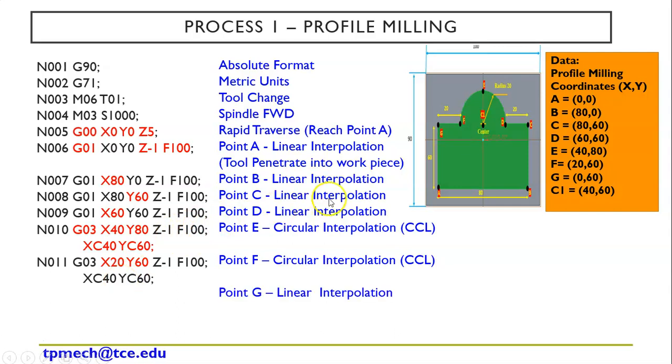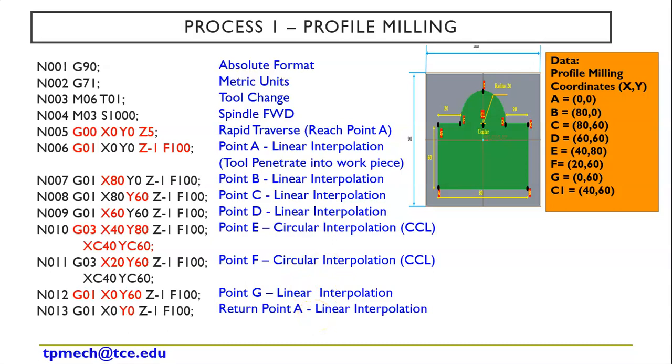Right, so now I have finished F. Again F to G, this is a straight line. So linear interpolation, N012, G01, X0, Y0, Z equal to minus 1, F equal to 100. The next point, return to A. Again from here I complete A. N013, G01, X0, Y0, Z minus 1, F equal to 100.